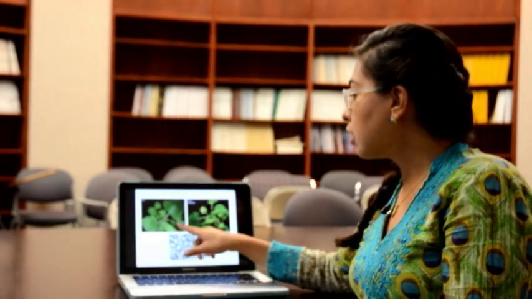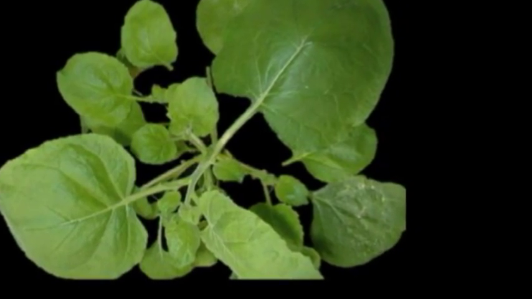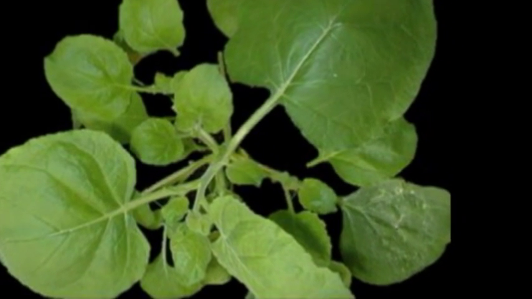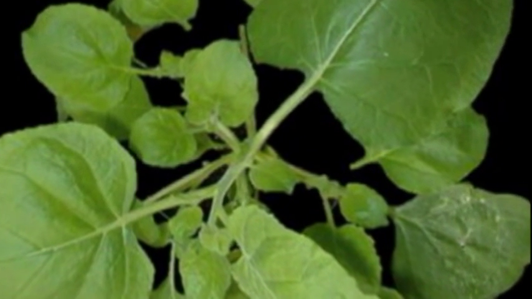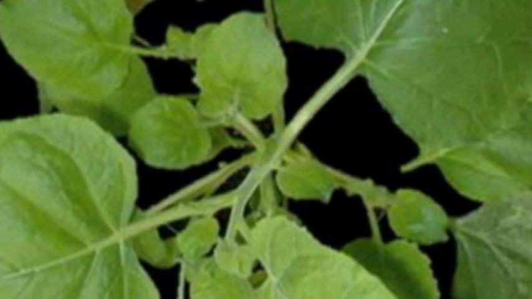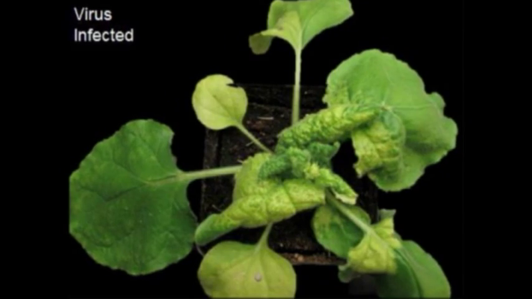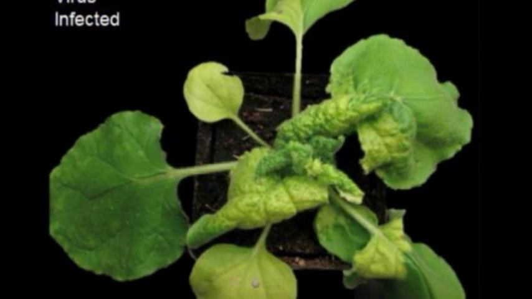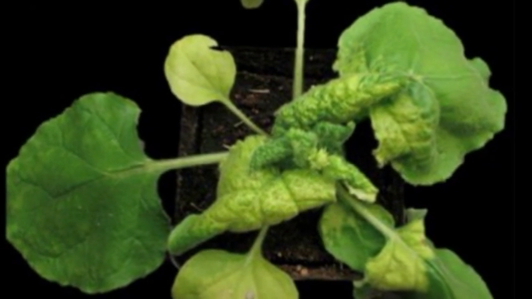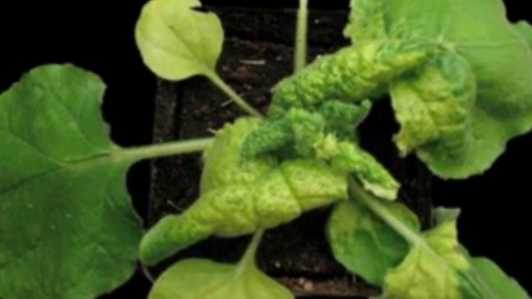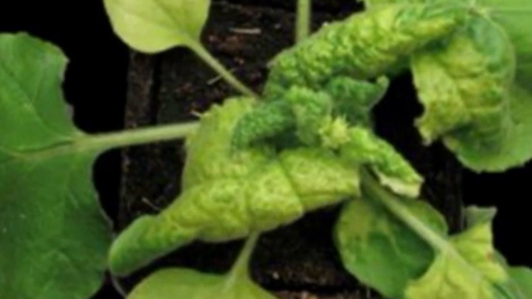This is a Nicotiana benthamiana plant, which is a close relative to the tobacco plant. And what we can see is a healthy plant, healthy leaf, very green, very beautiful. When it gets infected by the virus, it's terrible. It causes the curling of the leaf and the yellowing, called chlorosis, that can be spotted or can be like a mosaic. So we were wondering what allows this virus to take over the whole plant.